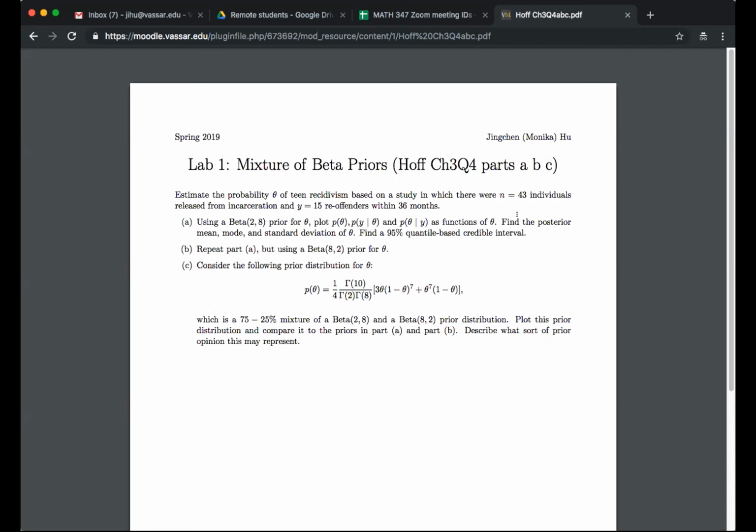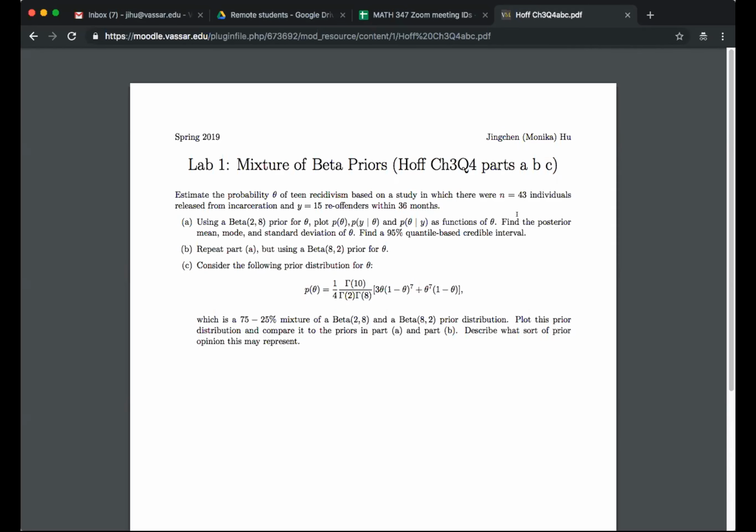And C is the focus, as you can see. Now it's not a single beta. I'm giving you the PDF, which looks complicated, but don't worry too much about the detail now. It is given that this PDF is a mixture of two beta priors: 75% of the beta 2.8 and 25% of the beta 8.2.